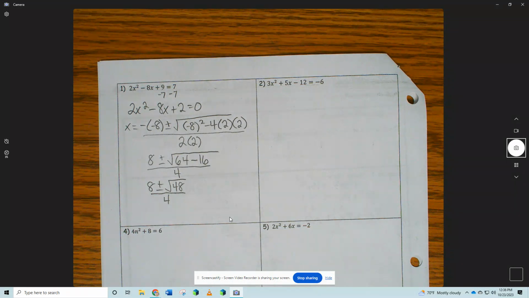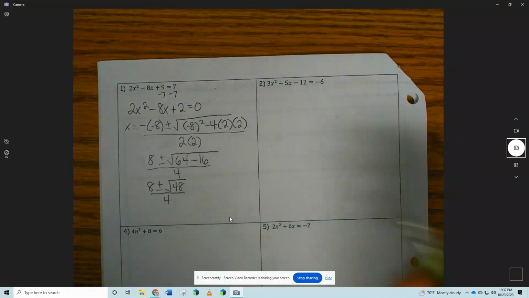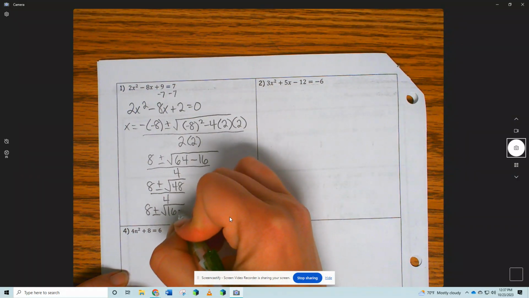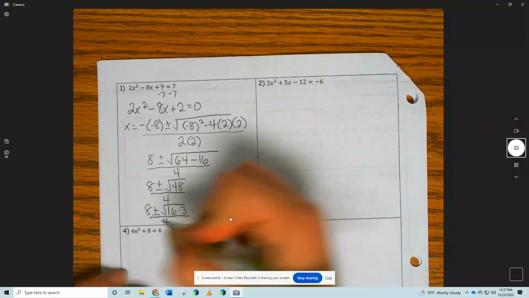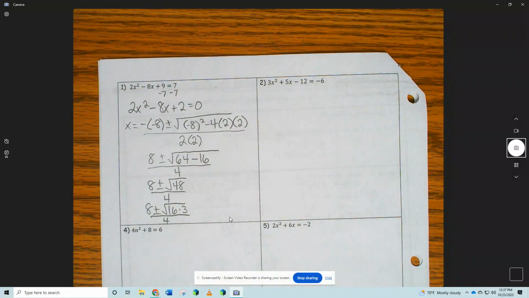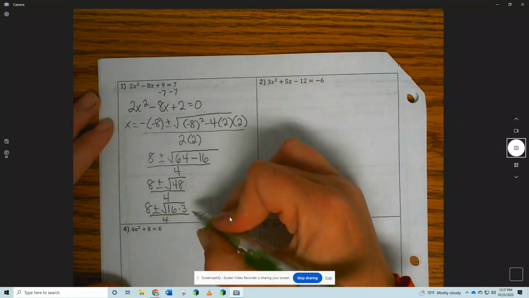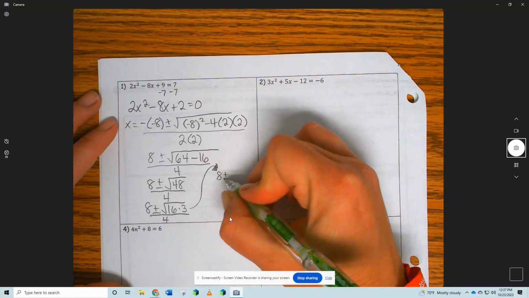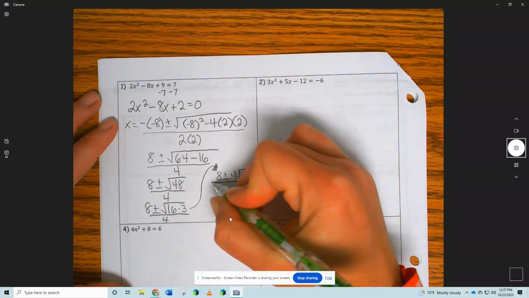Which of these numbers goes into 48? 1 or 4 or 9 or 16 or 25? Which of these goes in? 16 times 3. It is. So I'm going to go like this: 8 plus or minus the square root of 16 times 3, all over 4. 16 comes out. 8 plus or minus 4 rad 3 over 4.